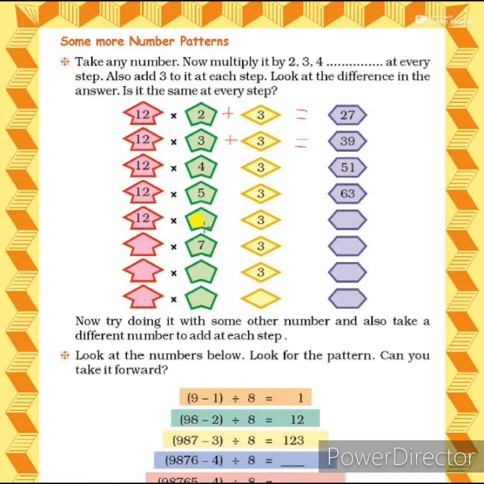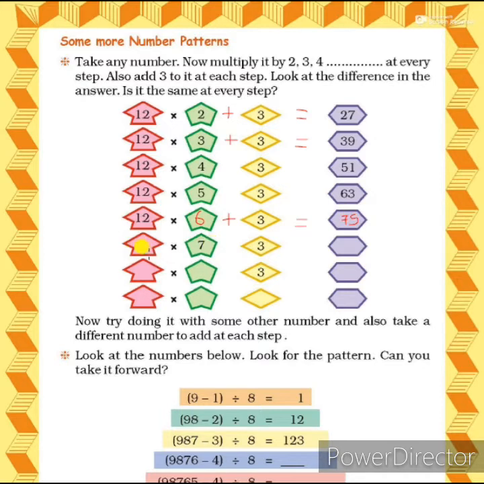What pattern have they followed? First 12 2s, then 12 3s, 12 4s, 12 5s. Now we have to write 12 6s. 12 6s are 72. 72 plus 3 is 75. So in the fifth line, we have to complete 12 into 6 plus 3 equals 75. That is the answer, 75. After 63 we have to write the answer 75.